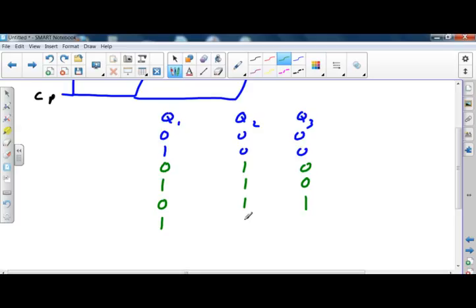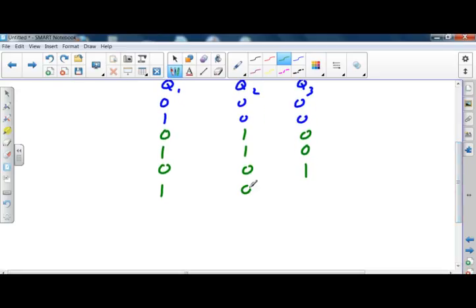I missed something. I don't know what it is. Hold on, one more. Clock pulse happens again. Both of these guys toggle. Yeah, that's better. Clock pulse happens again. It happens again. It happens again.